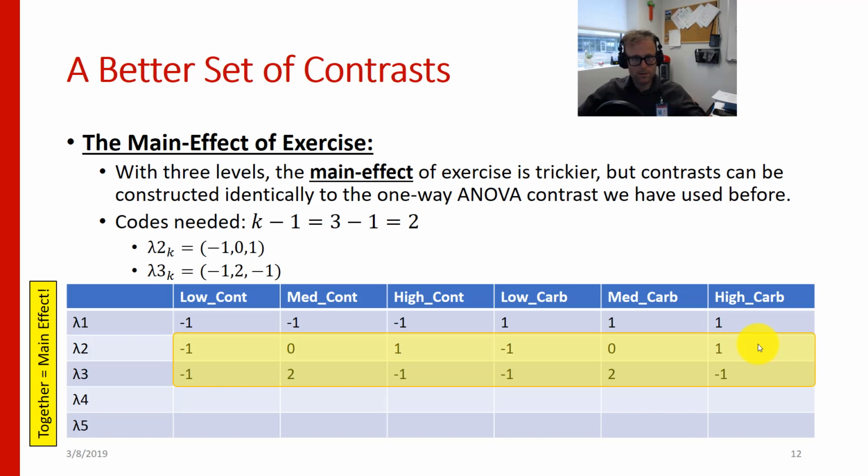It ignores diet completely. Similarly with lambda 3, right, this is our quadratic contrast to pair with the linear contrast we made in lambda 2, but we're coding low and high exercise groups as -1 and medium exercise groups as 2, and we're doing that regardless of which diet group that you got. So as a set, these 2 contrast codes tell us what level of exercise you had, but they ignore what kind of diet that you got.